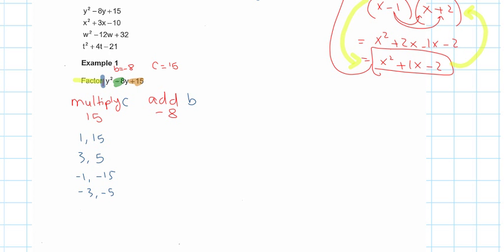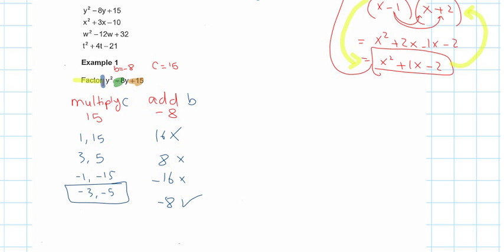Which one of these combinations adds to -8? So let's look. 1 plus 15 gives me 16, so that's not it. 3 plus 5 gives me 8. That's not it because I'm looking for -8. -1 and -15, that's -16. Again, that's not it because I'm looking for -8. -3 and -5, -8. Right? So this is my answer. So these are my factors, and this is the answer I'm looking for.